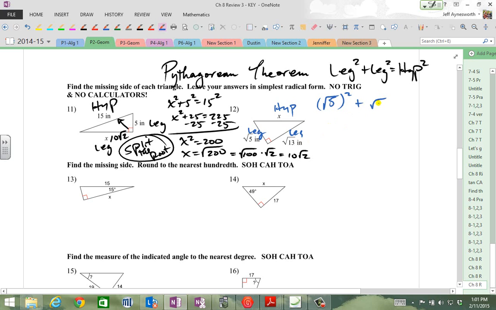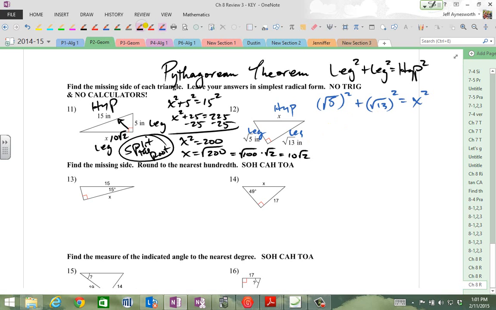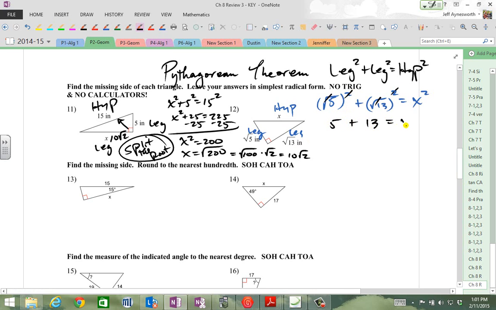Take the other leg, root 13, square it, and you get that equal to the hypotenuse squared, which is x squared. Now on this one, the square cancels out the root, which gives you 5. The square cancels out the root, which gives you 13, and you get that equal to x squared. That's 18, and that's equal to x squared.